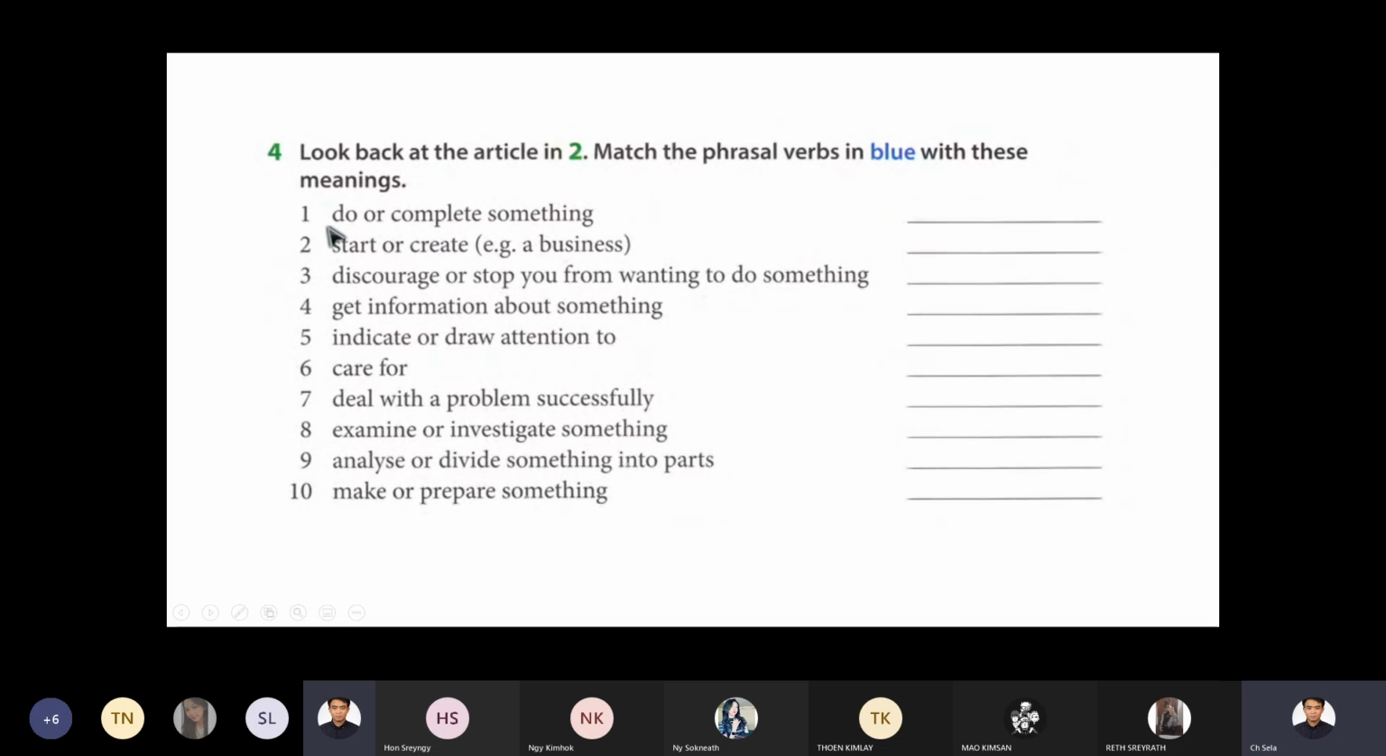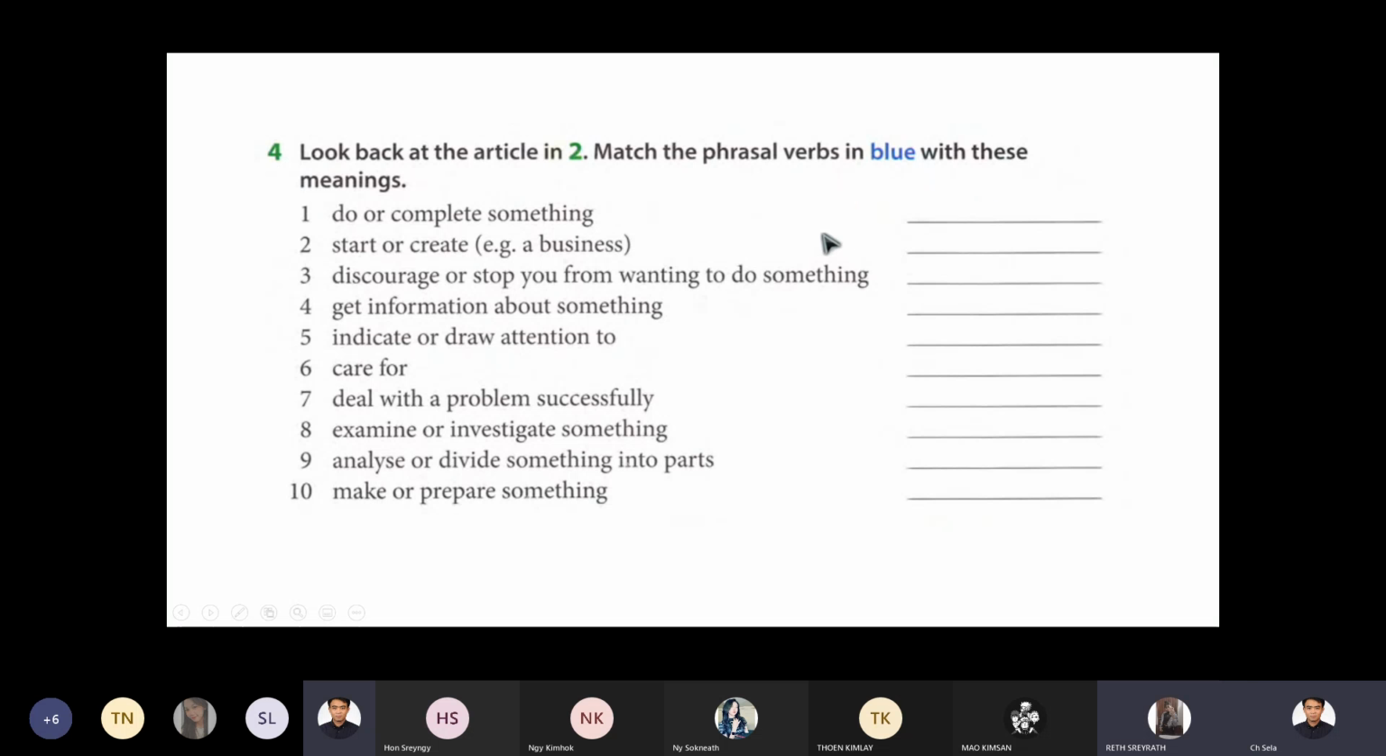Now let's do number one as an example. Number one, do or complete something. What is it? Hello? Hello, ladies and gentlemen. Hello, guys. What are you doing now? Can you help me? What is the answer for number one?